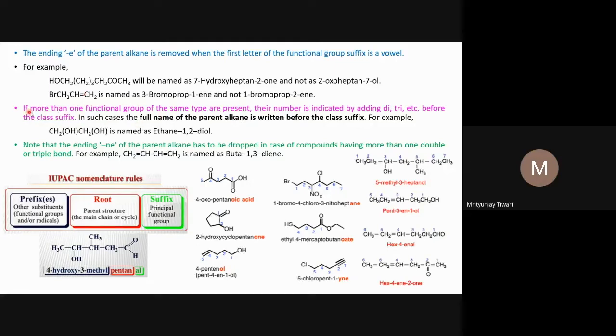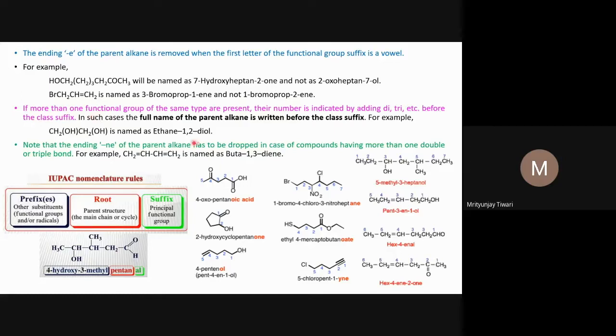Now let's see what happens if more than one functional group of the same type is present. Their number is indicated by adding di, tri, etc. before the class suffix. In such cases, the full name of the parent alkane is written before the class suffix. I think our time is over, so I'll just explain this, and other examples we'll see later on. Suppose two OH groups are there, or two NH2 groups, or two ketone CO groups, or two aldehydes, or two carboxylic acids in the same compound.